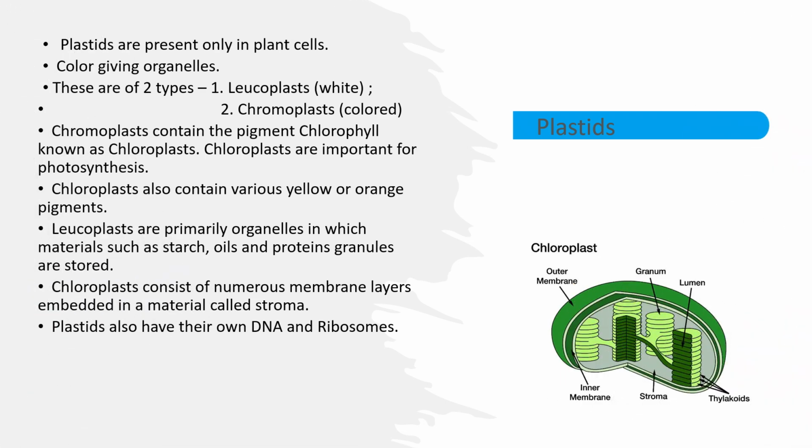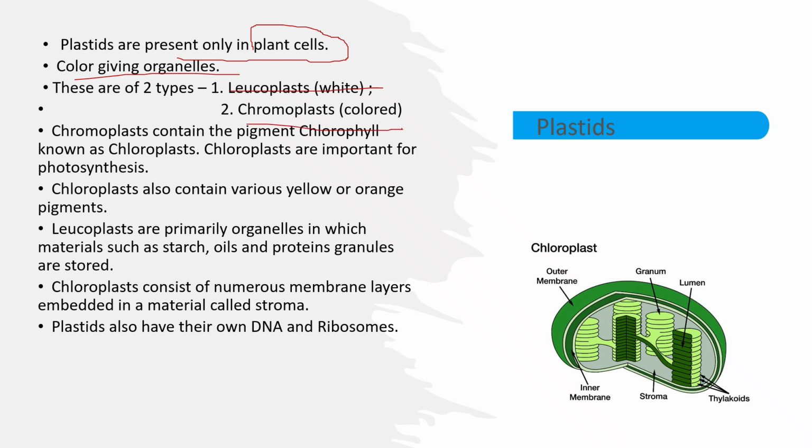Now we are going to have a look at plastids. Plastids are present only in plant cells. These are the color giving organelles. These give the color to the plant. These are of two types: leucoplasts, which are white or of no color, and chromoplasts, colored.